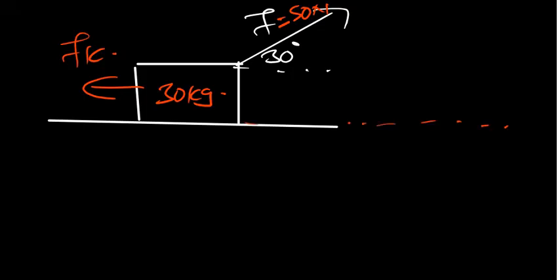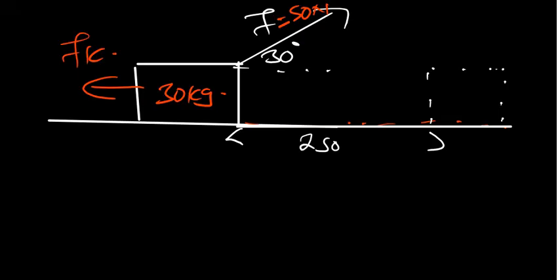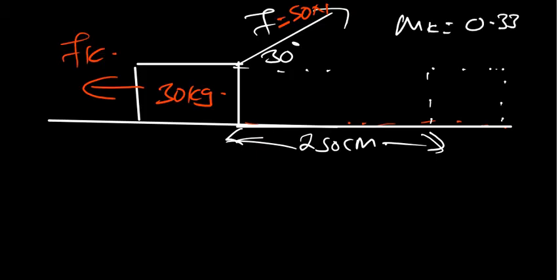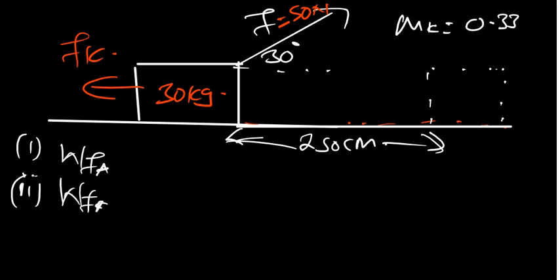So this is going to move a certain distance, let me just extend it to here. It's going to move all the way to this point, and let's say that the distance in between is 250 centimeters. Now the question is, what is the work done? And let's say that the mu k is 0.33. The first question is, what is the work done by the applied force? The second question is the work done by the friction force. The third question they are going to ask you is the net work.